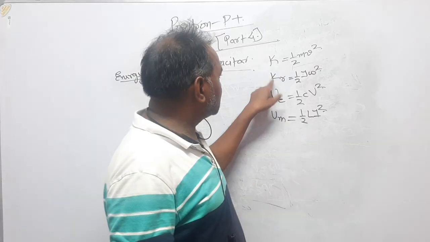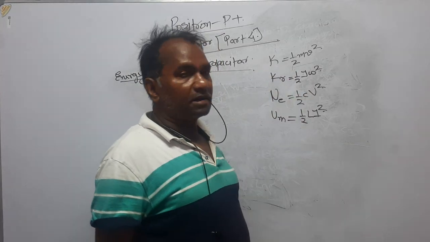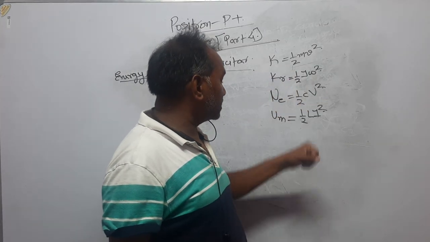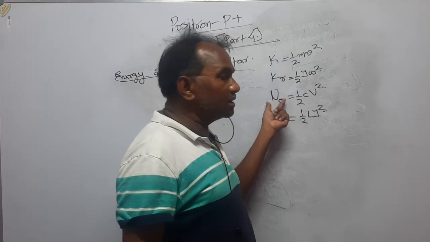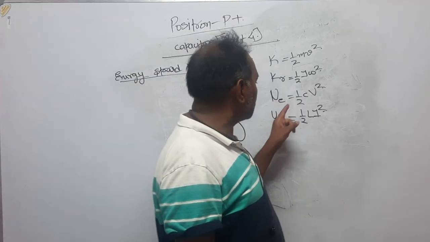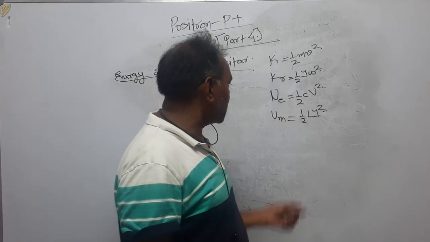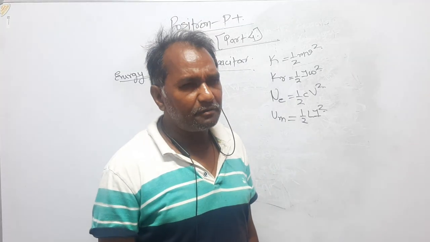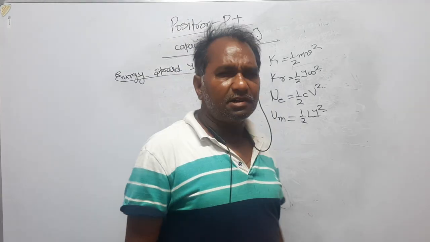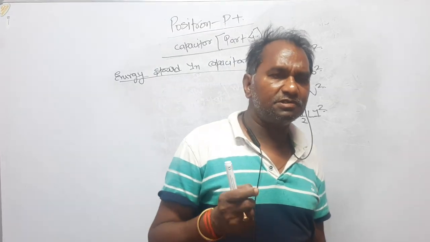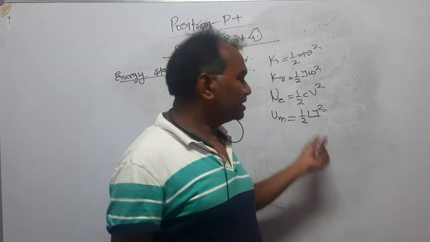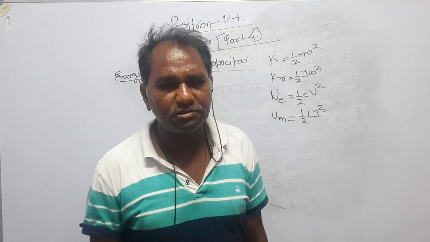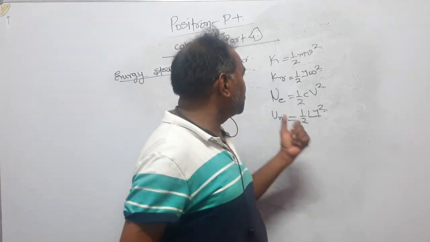So, dear student, this is the kinetic energy half mv square in linear motion. This is rotational kinetic energy, half I omega square. This is the electrical energy stored in capacitor, half CV square, and this is the magnetic form of energy, half Li square. Capacitor is a device which stores the energy in electrical form, whereas inductor is a device which stores the energy in magnetic form.